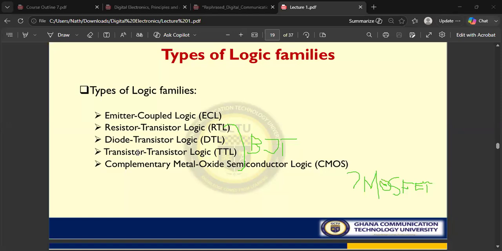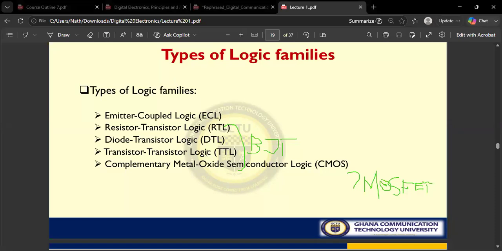They are made from BJT, and they consume more power than CMOS. We will look at it. They consume more power than CMOS, the complementary metal oxide semiconductor logic, but they consume less power than the first three logic families.